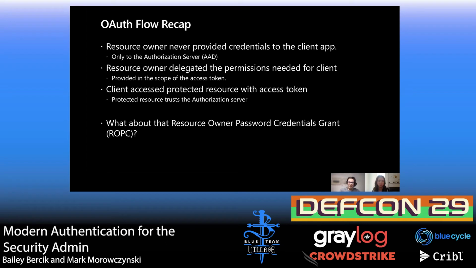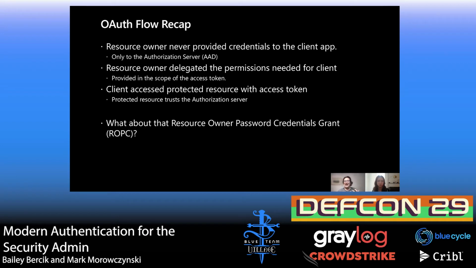And then the client accessed the protected resource with the access token. The reason that works is because that protected resource, in our case here Microsoft Graph, trusts the authorization server. So you have to have that set up ahead of time, but that's how that access token works. So this is a really, really good flow. Authorization code flow is what we want to be using.